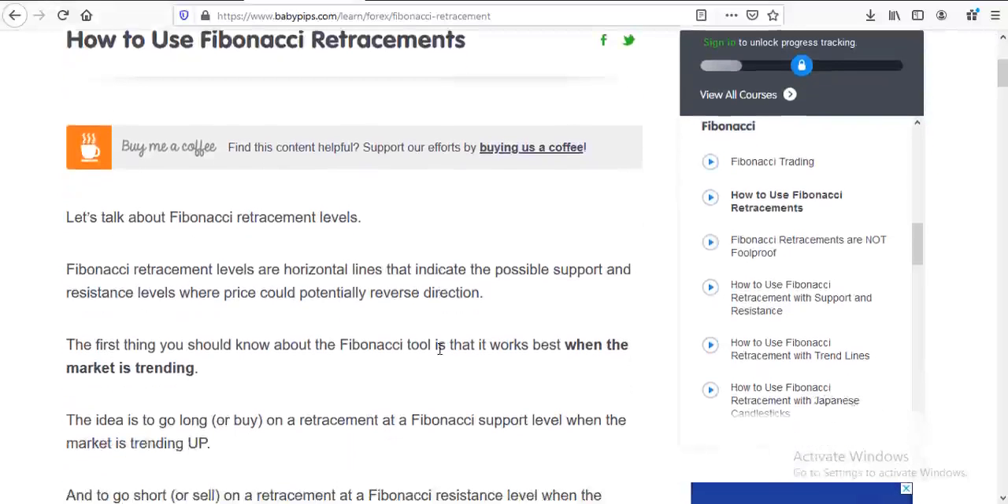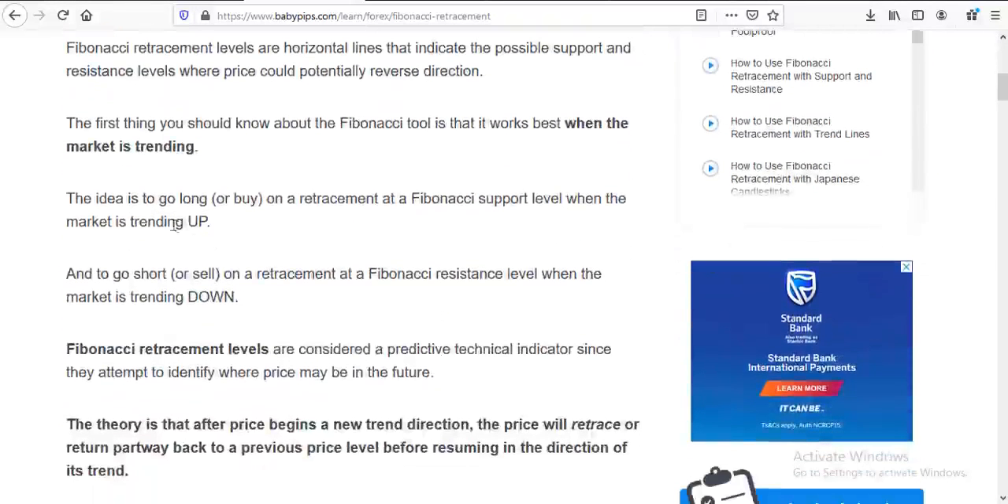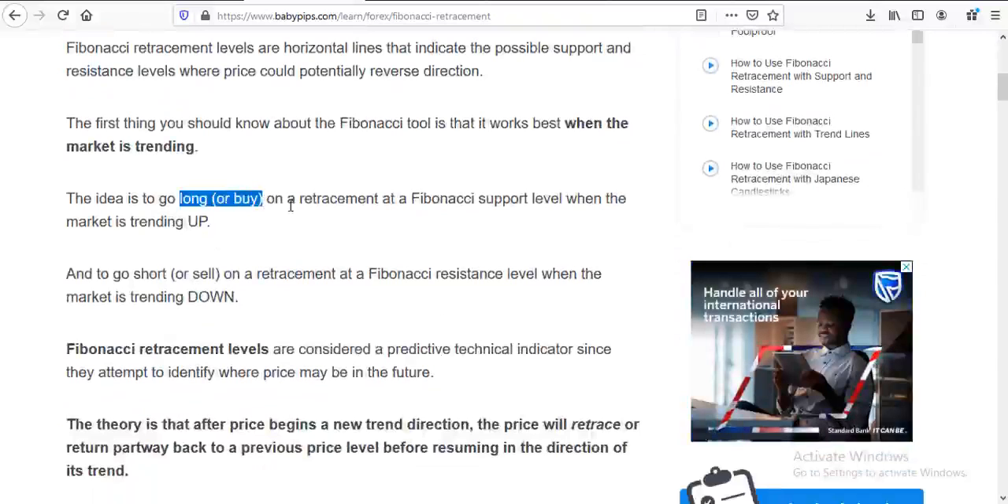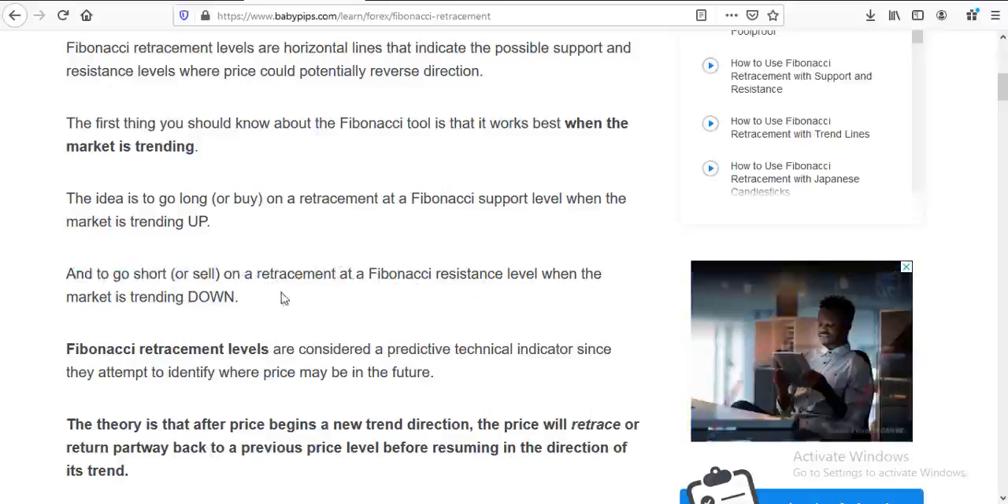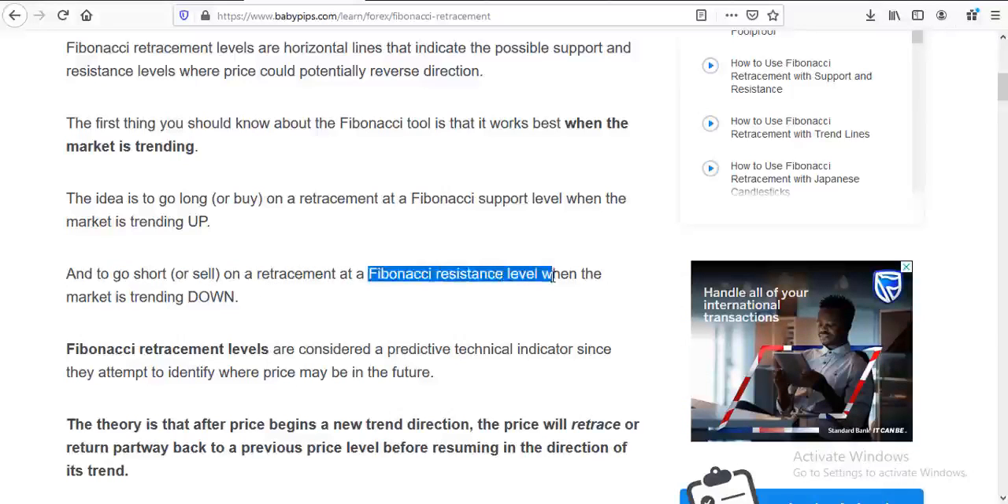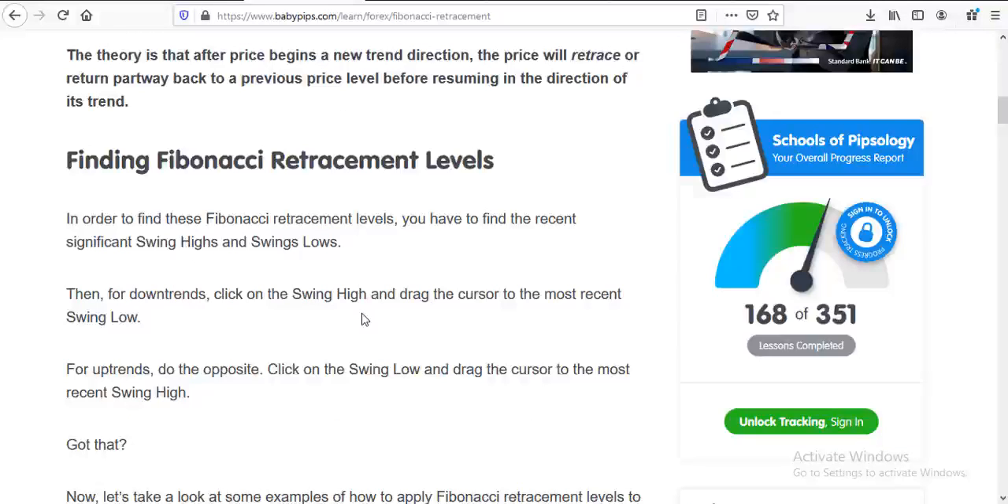How do we use the Fibonacci retracement level? The idea is to go long or buy in a market at a Fibonacci support level when the market is trending up, and also to go short on a pair on a retracement level when the market is trending down. So the idea is that price will continue on a new trend after it hits a Fibonacci retracement level, or after it retraces to a particular area or level in the market and continues in the opposite direction.